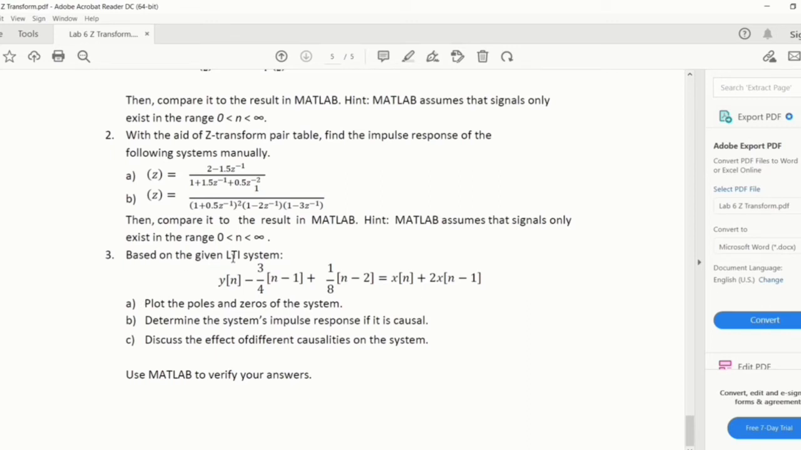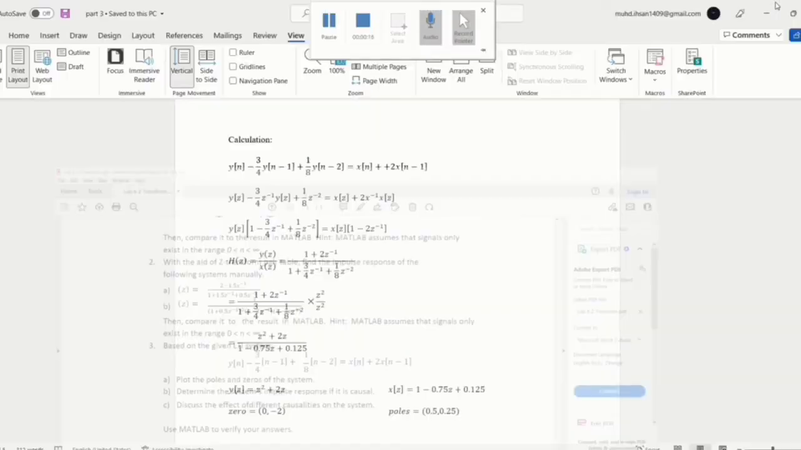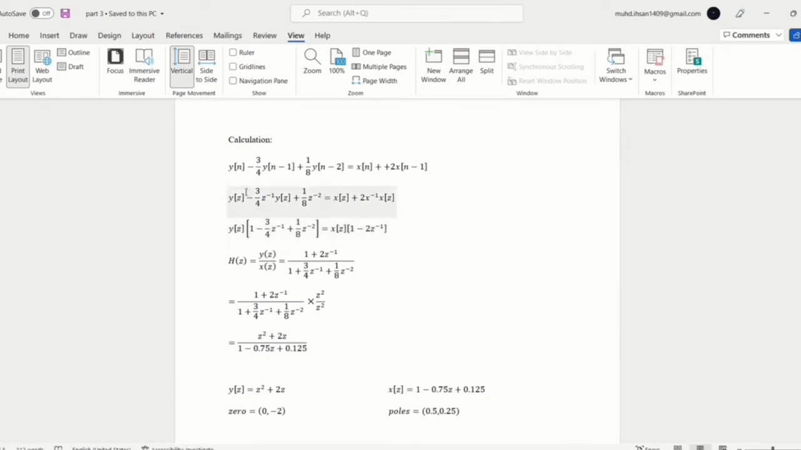Based on the given LTI system, this is the given equation. For A, plot the poles and zeros of the system. First and foremost, we will see the calculations. Take the equation given and change the terms into z, z^-1, z^-2. So we simplify the equation until we get this one.